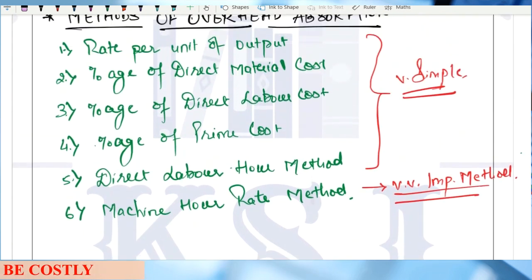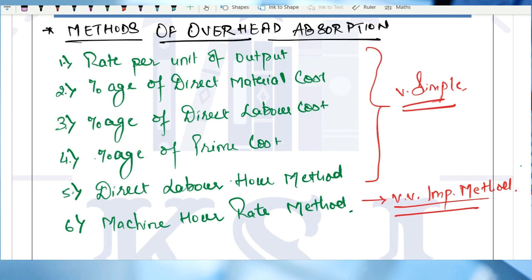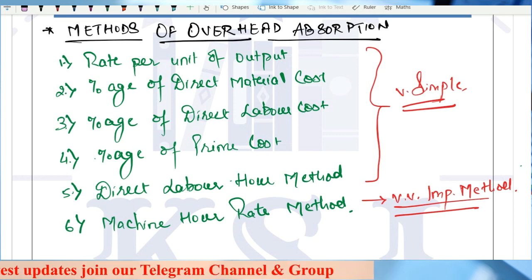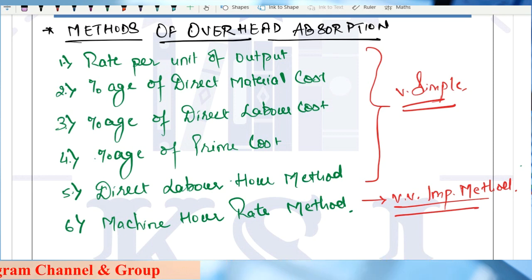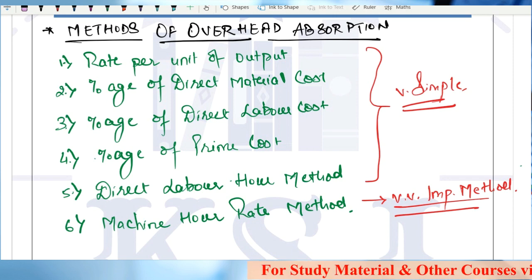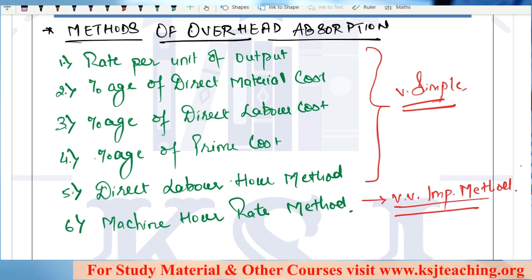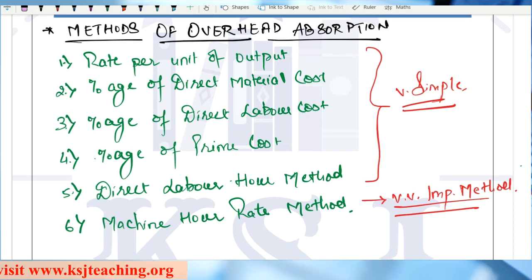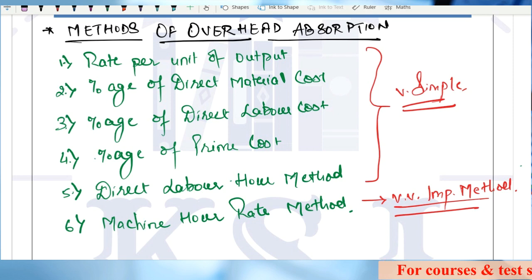Regarding the first five methods, if we talk about the practical part, you can expect these only if you are getting a question on primary and secondary distribution. Along with primary and secondary distribution, you can be asked about absorption from these five methods. If you are talking about the machine hour rate, then the chances are that you will get a separate, complete question on it, and you can expect it for 10 marks also. And I've got some very good, brilliant questions in my book on machine hour rate. Some of the questions are really very good.